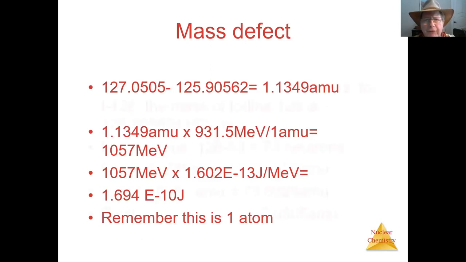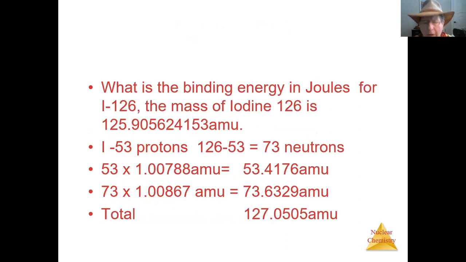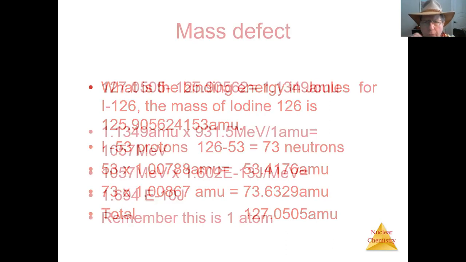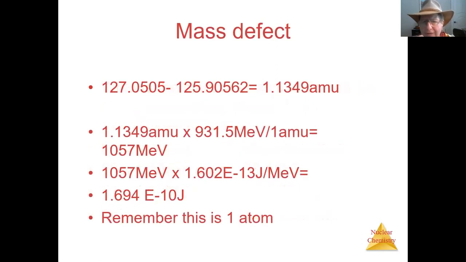Let's see, I may have had a different, okay. What's the binding energy in joules? That's this problem. So I'm going to take the MeVs, multiply that by the conversion of joules to MeVs. This gives me 1.694e-10 joules as my binding energy.